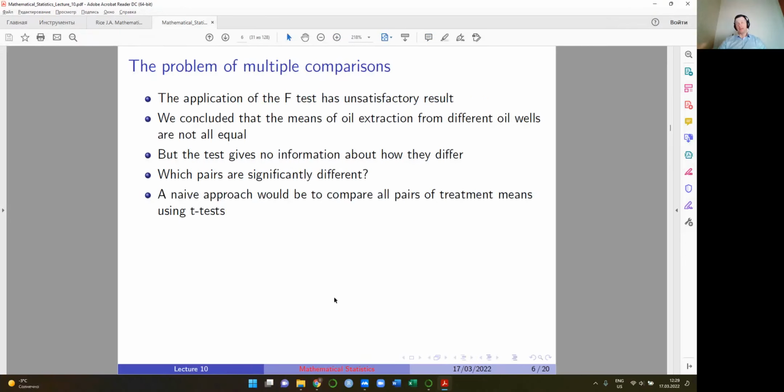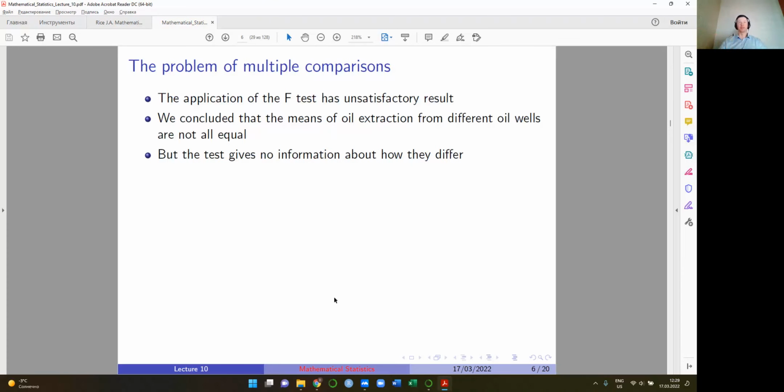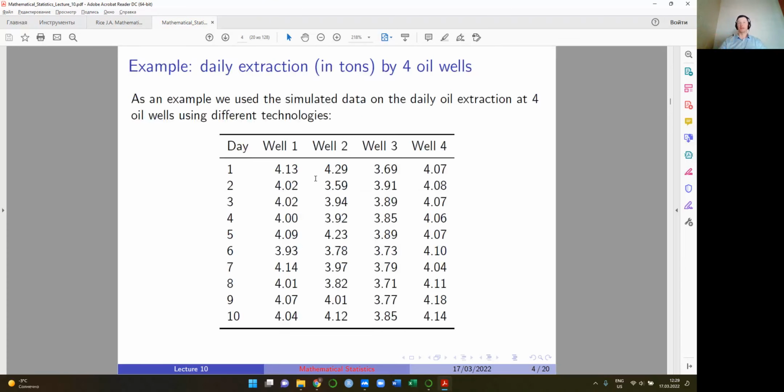Well, the naive approach, which is familiar to us, would be to compare all pairs of treatment means using t-tests, right? So we know what a t-test is. A t-test helps us to compare 2 samples. So you can suggest, going back to the data, why can't we take well 1 and well 2 and compare them? Then we take well 1 and well 3 and compare them. Then we take well 1 and well 4 and so on. So that's a reasonable approach, right? So just take 2 wells and make a pairwise comparison for each of them. We know how to do this.